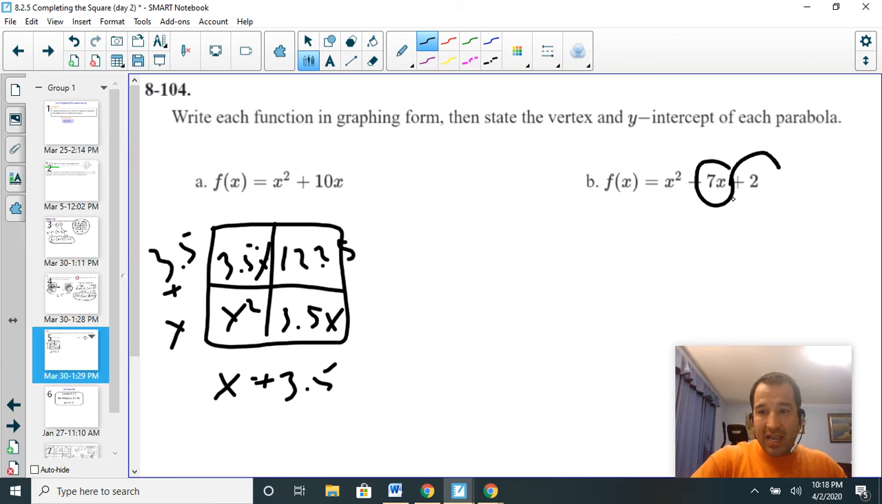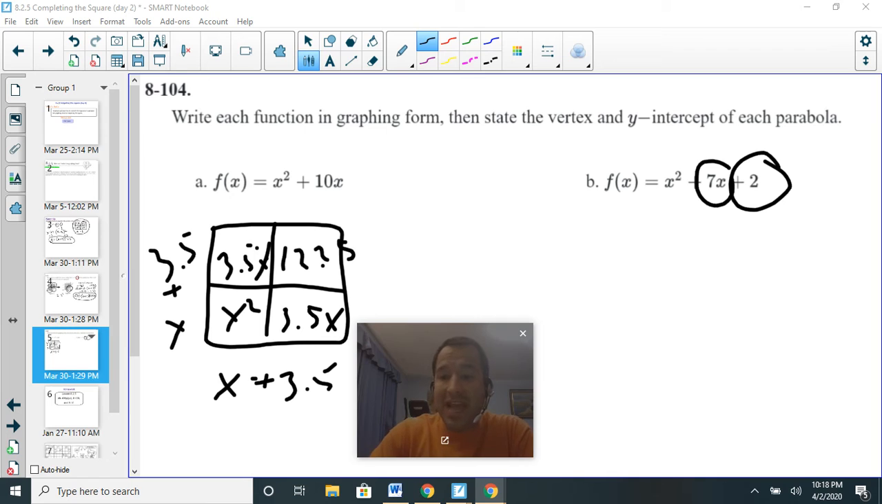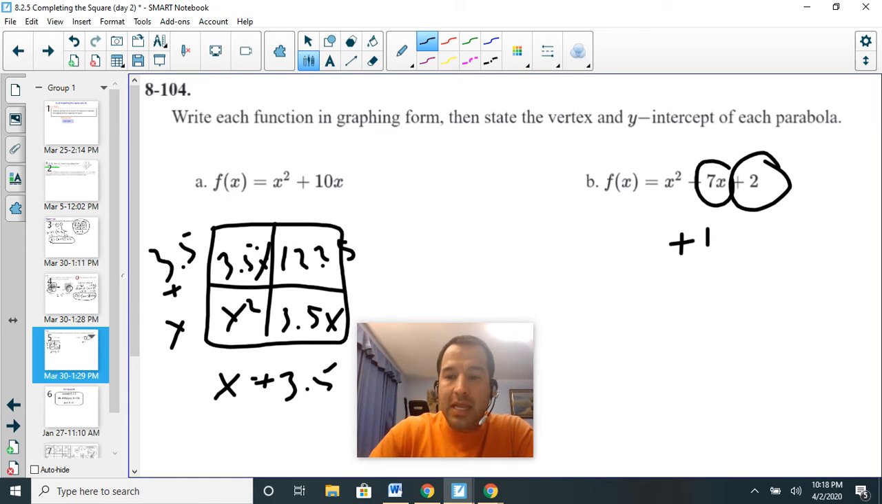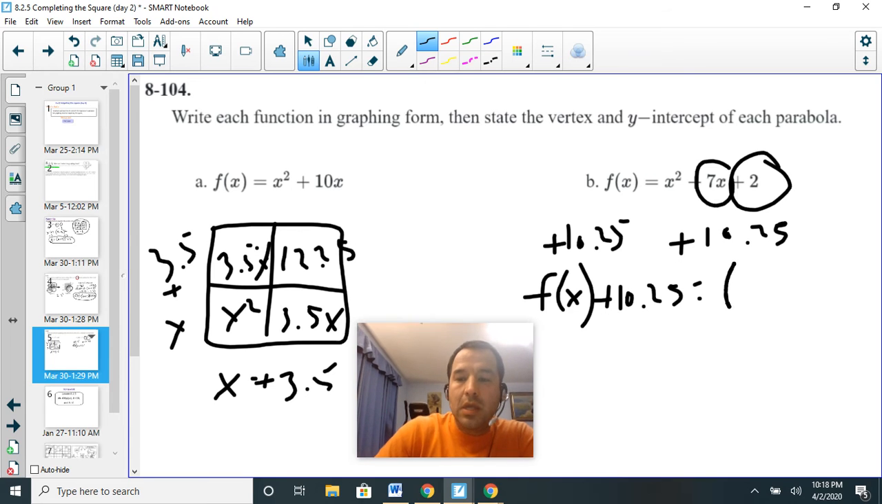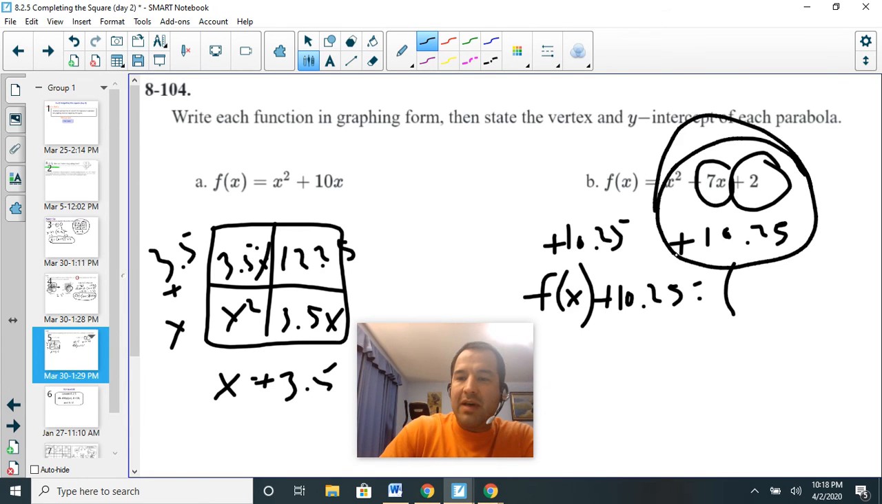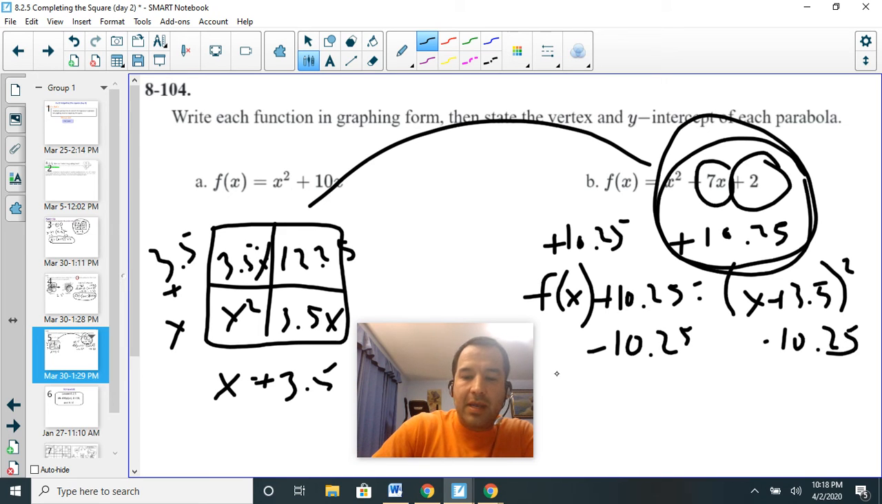Now, I have two there. So to get to 12 and 25 hundredths, I'm going to have to add 10 and 25 hundredths to both sides. So plus 10 and 25 hundredths. That gives me f of x plus 10 and 25 hundredths equals, by adding that, I now have a complete square there. What square? This one here, which is (x plus 3.5) squared. Subtract your 10 and 25 hundredths from both sides, and I've got my answer.